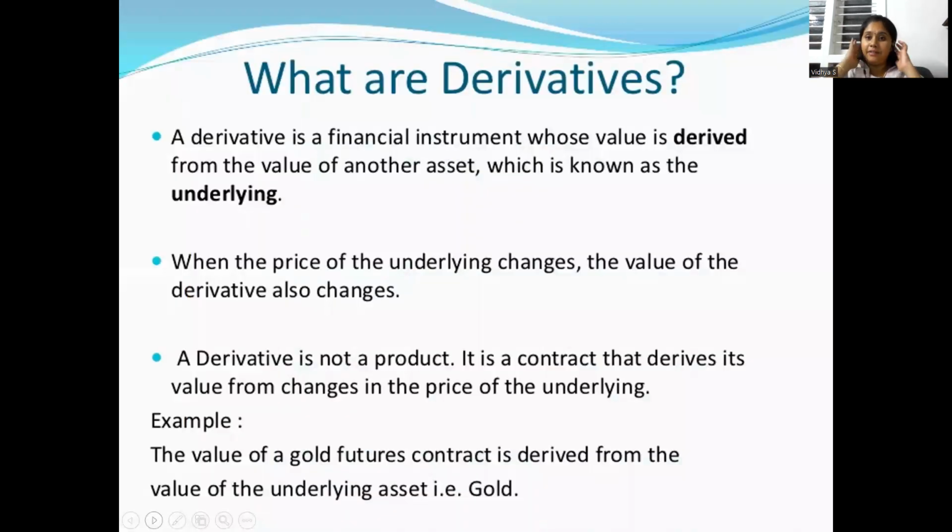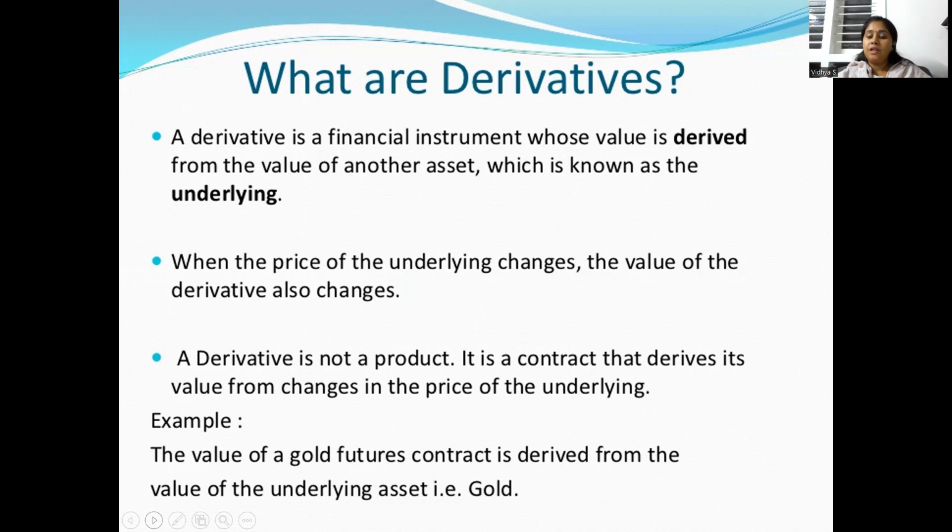So what do derivatives actually take into consideration? A derivative is a financial instrument whose value is derived from the value of another asset, which is known as the underlying. For example, if you're taking gold, gold is one of the underlying assets, and based on it the value increases or decreases. Day by day the gold rate is increasing. Why? Because of demand and supply. So gold becomes your underlying asset.